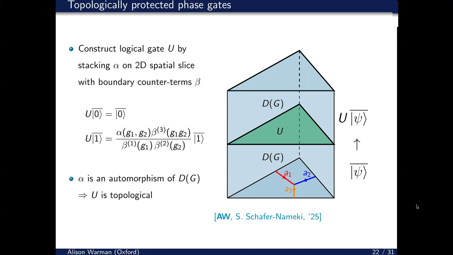So the key message is that we encode logical information in these global topological degrees of freedom using anyons that can form these trivalent junctions thanks to the boundary conditions. And then we implement an operation on this logical state by stacking with an SPT, with an automorphism symmetry with its boundary counterterms.